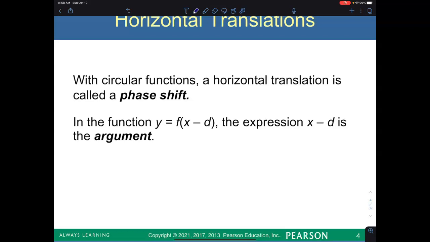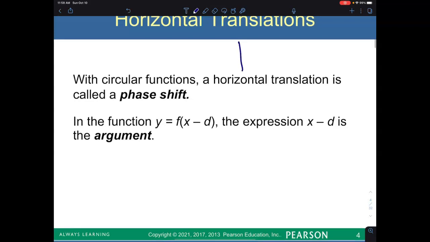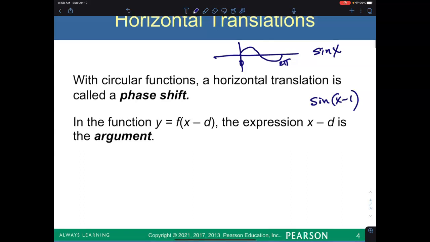So, for example, if we had the sine function and we were looking at from 0 to 2 pi, and that would be my B for like sine of x, then if I do sine of x minus 1, because we're subtracting, that's going to shift everything to the right.